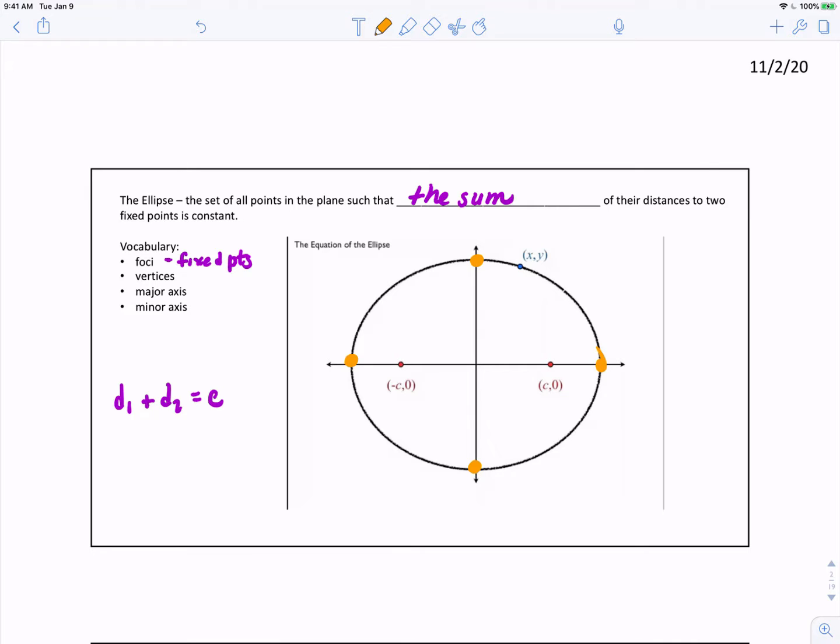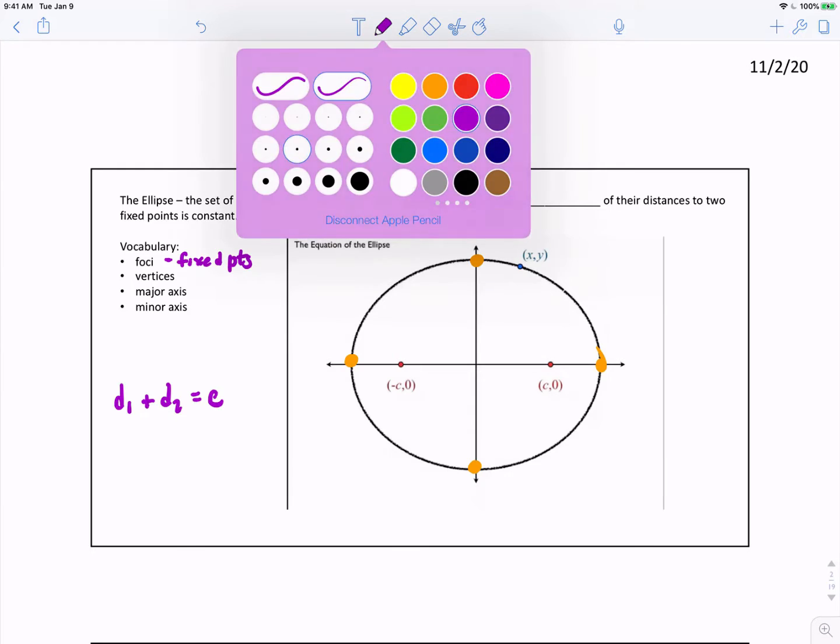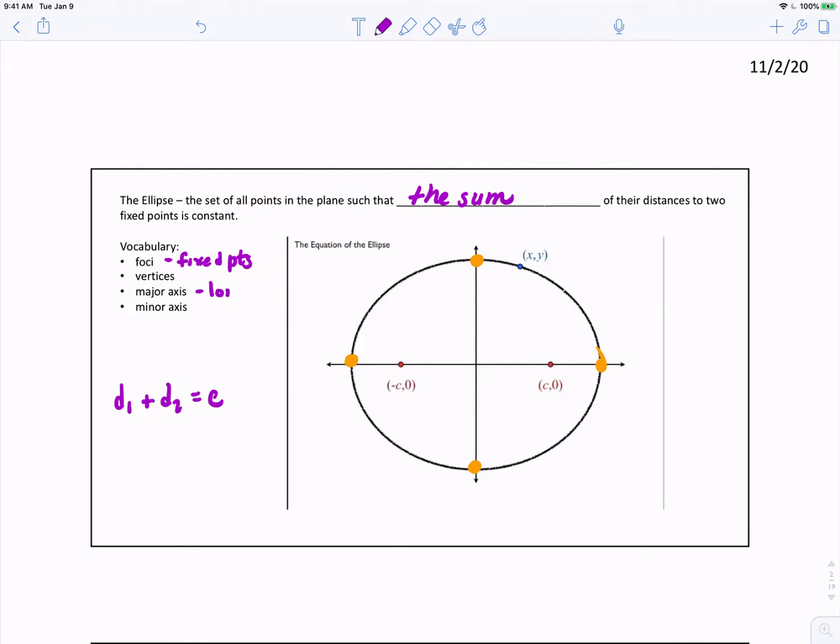It has two axes. One is called the major axis. The major axis is the longer axis, and the major axis of this ellipse would be horizontal. The minor axis is the shorter axis, and the minor axis in this ellipse is vertical. And they can be reversed. You could have a longer one vertical and a shorter one horizontal.